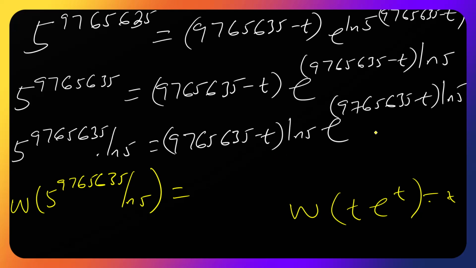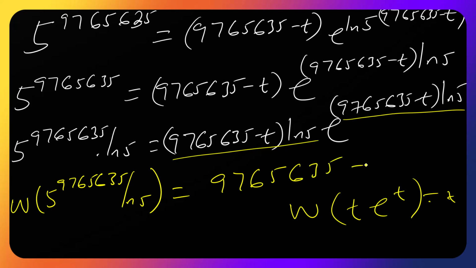So without wasting much time, let's write the answer. So the answer is 9765635 minus t.